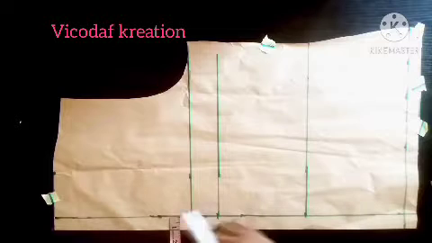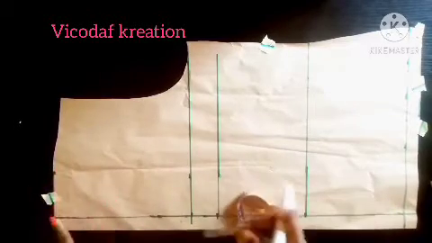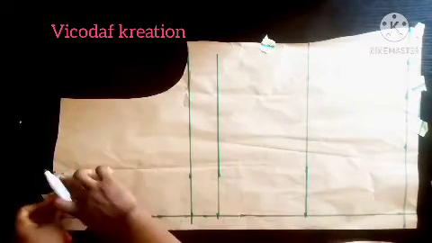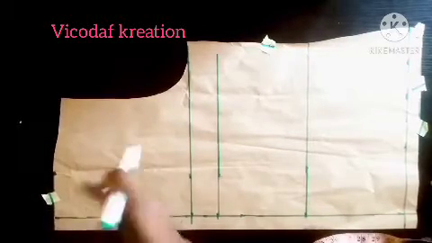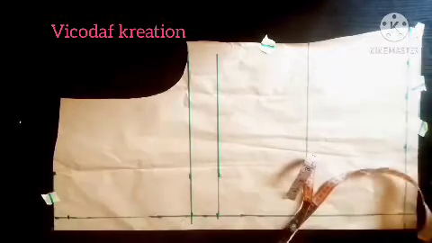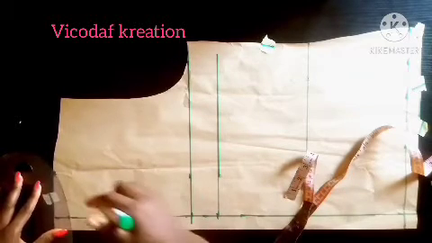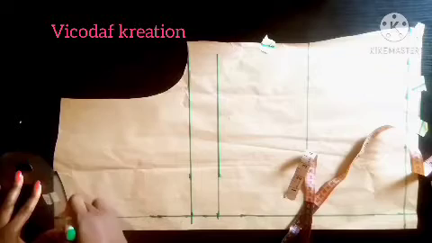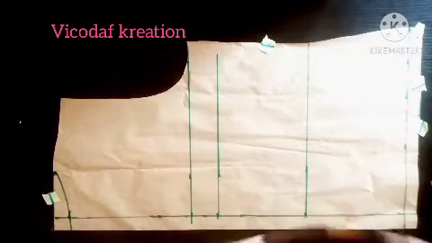So I'm using 1 inch for my zipper allowance too. You can use half, you can use 1.5, but me, I'm using 1 inch. For me, 1 inch is okay. So our neck width is 3. Then for the back neck depth, I'll be using 1 inch. So I'll use my curve to curve it together. So this is our back neckline.